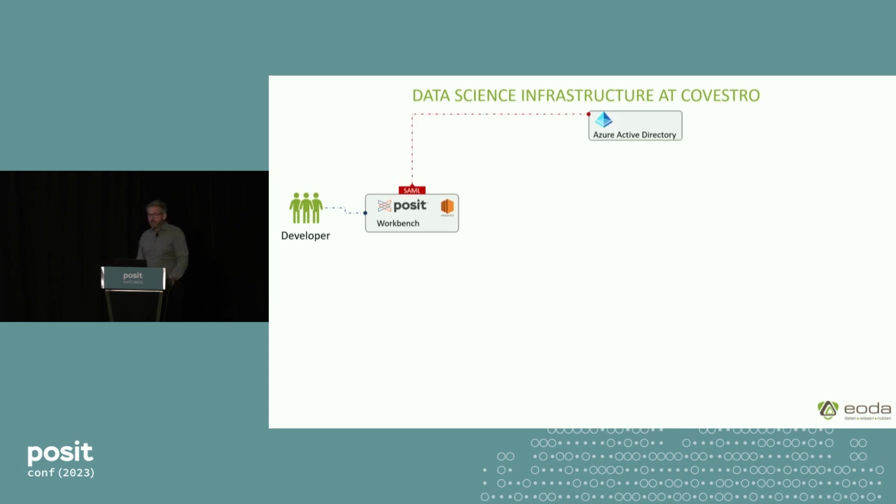Yeah, so then we combined the Workbench with an Azure Active Directory, and we used SAML to do the communication between Posit and the Active Directory. And the interesting thing here is, and we see this in many organizations actually, they mix the cloud providers. So the operation platform is AWS, but the platform that provided the Active Directory is Azure in this case.